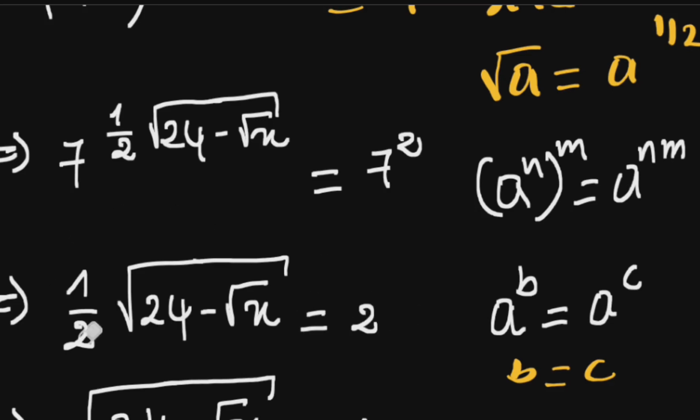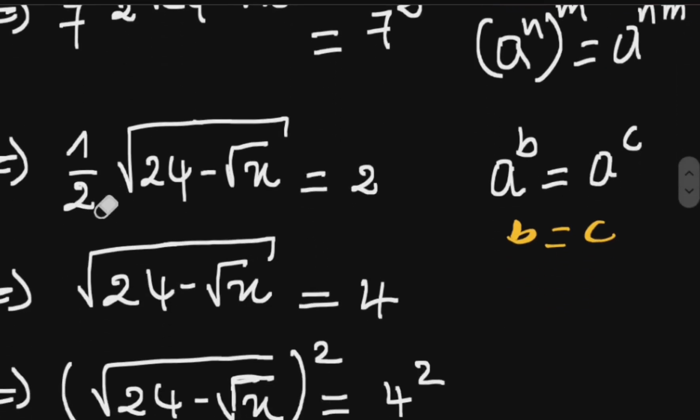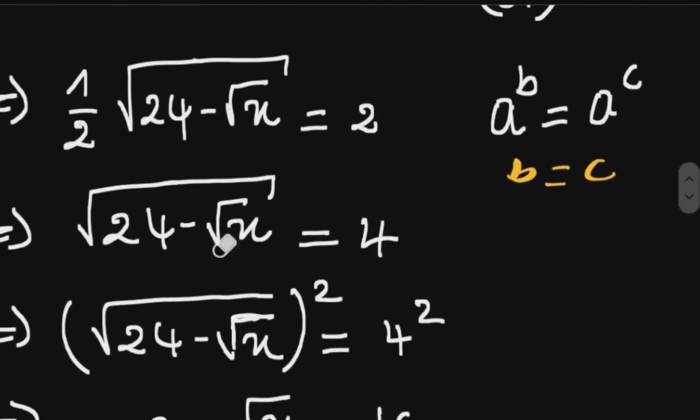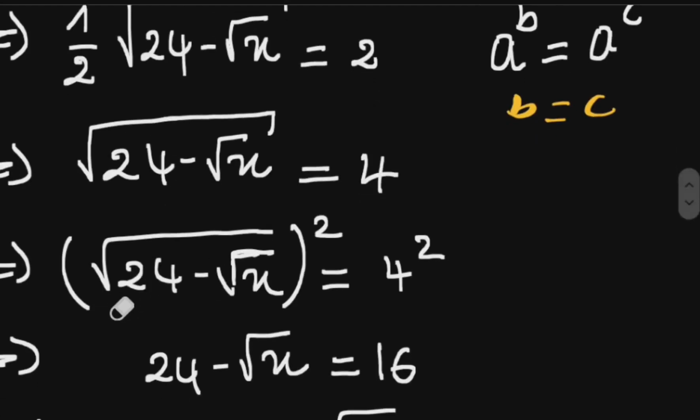Okay, now we need to solve this equation to have our value of x. For that we are going to multiply both sides by 2, and multiplying here by 2 we have 1, and multiplying here by 2 we have 4. That's why we have this equation. So at this level we are going to take the square of both sides. That's the square root of 24 minus the square root of x, all squared, should be equal to 4 squared. We know that the square of a square root is equal to the number. That's 24 minus the square root of x is equal to 16, since 4 squared is 16.